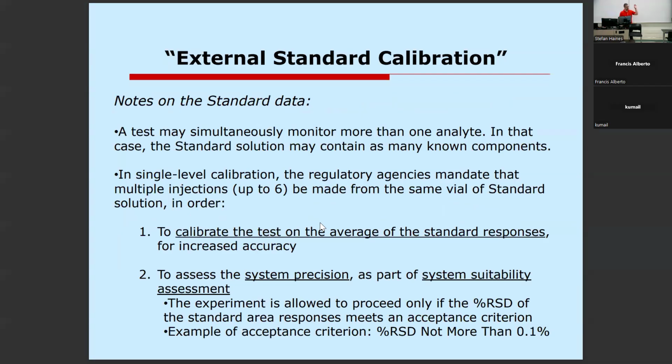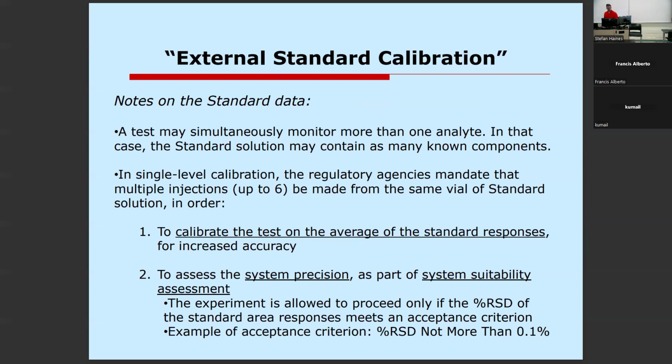We don't want the machine to measure one at 1,000 peak area, and another one at 500, and jumping back and forth. We want it to be consistent. So it measures 1,000, 1,001, 1,002, very small deviations. It shows the reliability of our machine and our software as part of our suitability assessment as well.